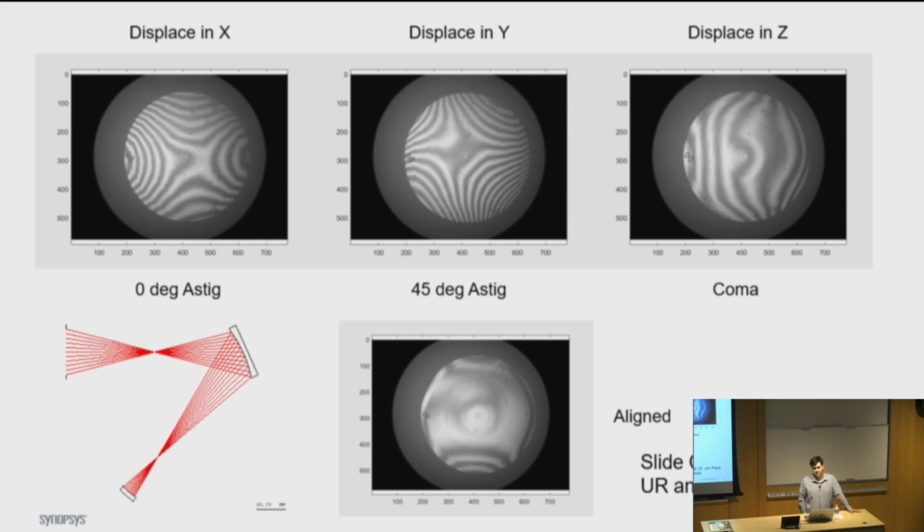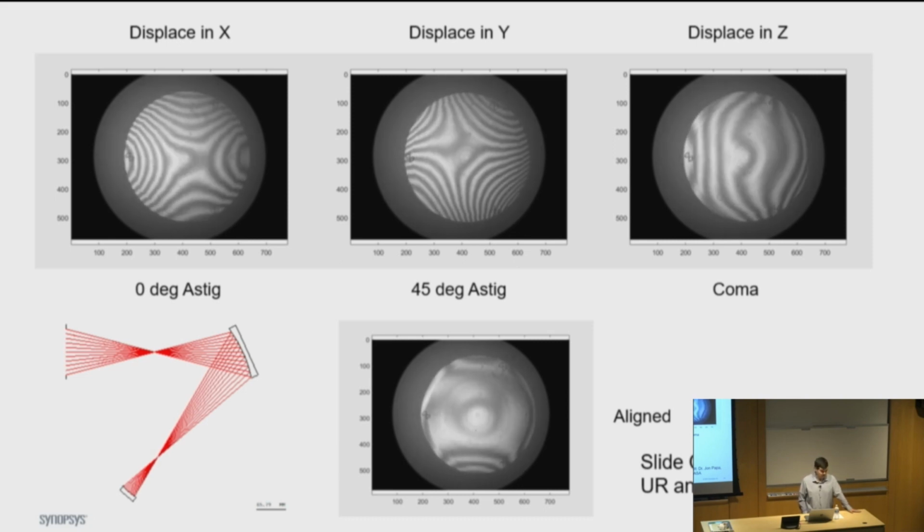Converging light comes in from the left-hand side, converges down to the first focus, hits the ellipse, goes to the second focus, hits the auto-reflecting sphere down there at the bottom, and then it goes back and forms the test. And these are the fringe patterns that he was recording during this alignment situation.